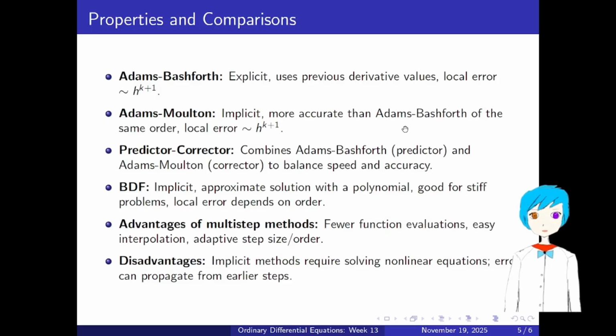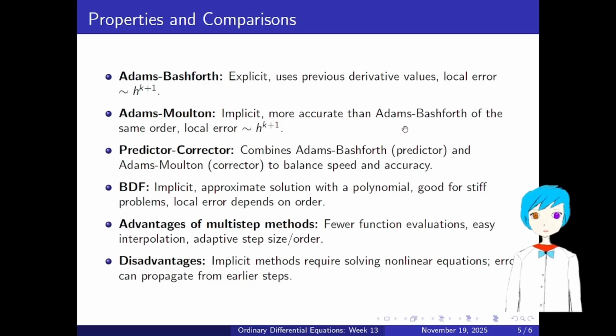The Adams-Moulton method is implicit. Generally, it is more accurate than the Adams-Bashforth method of the same order. The local truncation error is of order h^{k+1}, but the coefficient is much smaller. If we combine those two methods together, we obtain the predictor-corrector scheme. The backward differentiation formulas are implicit, and they approximate the solution with a polynomial. They are very good for steep problems.